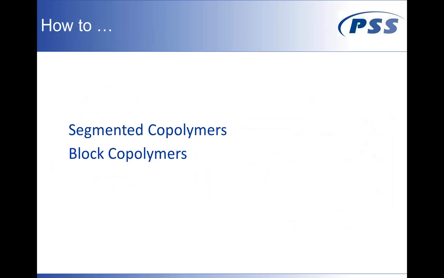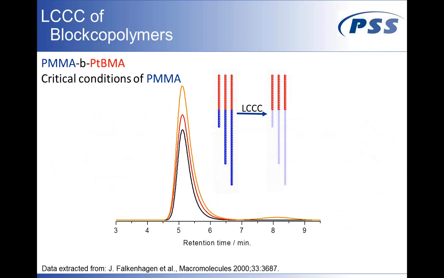How can you separate statistical copolymers, or mainly block copolymers? I don't want to bother you with going into questions again. That is something we can do with block copolymers. I told you that critical chromatography on block copolymers can be used to determine the length of a single block attached to block copolymers. How can we do that? Again, an example from Jana Falkenhagen in Berlin.